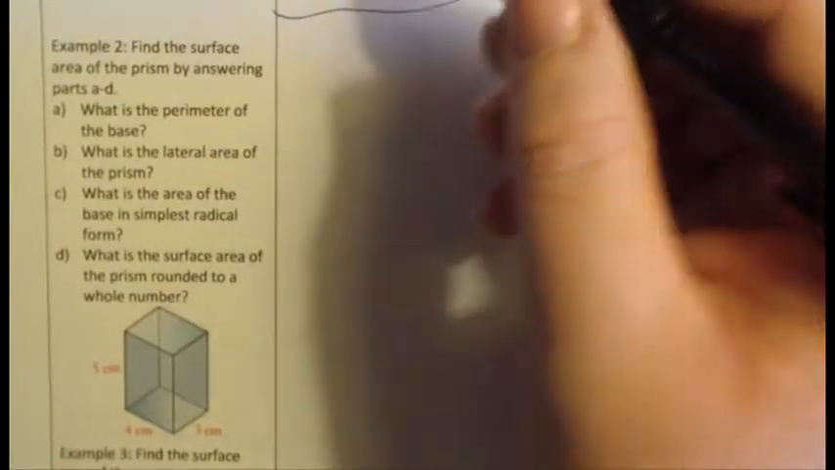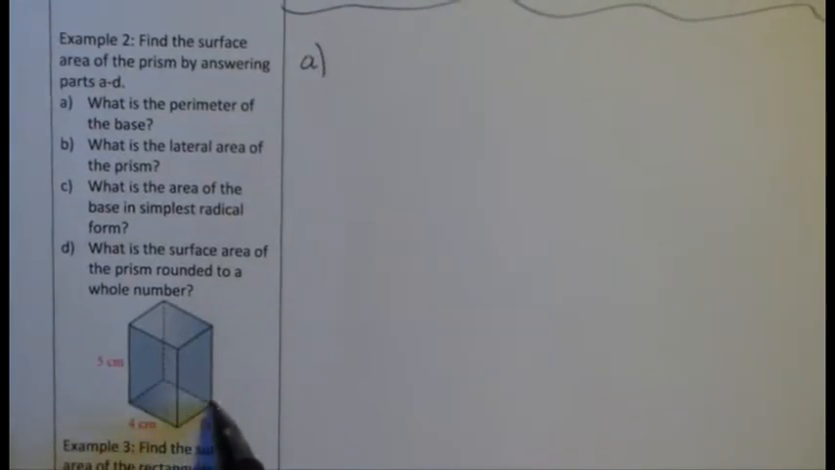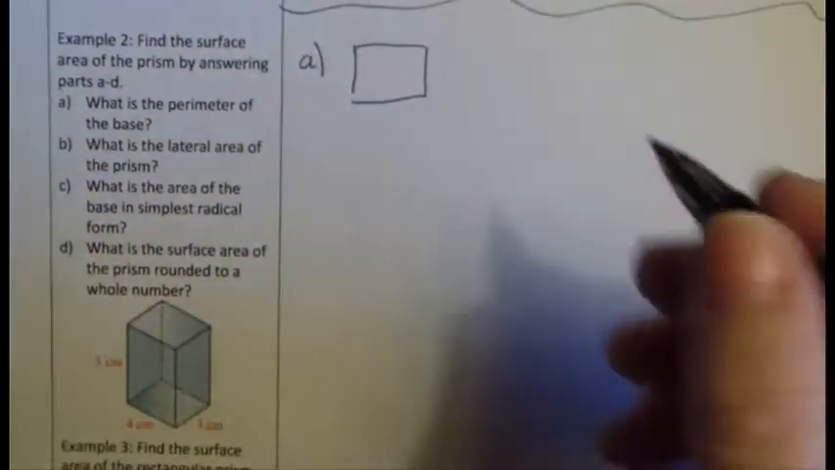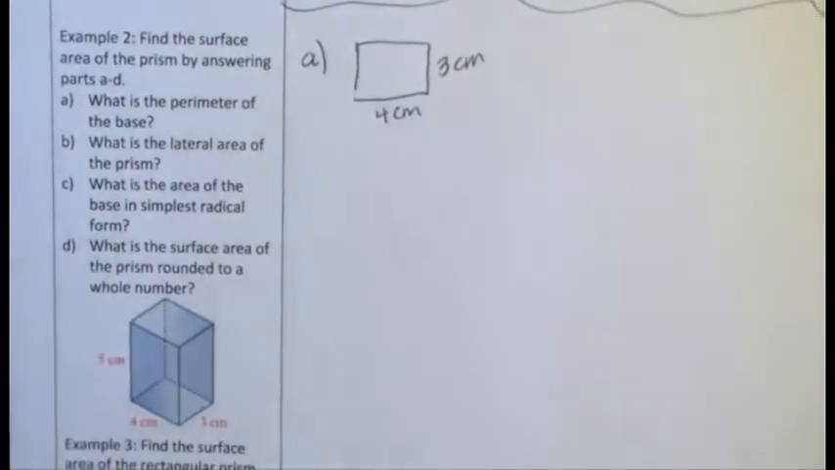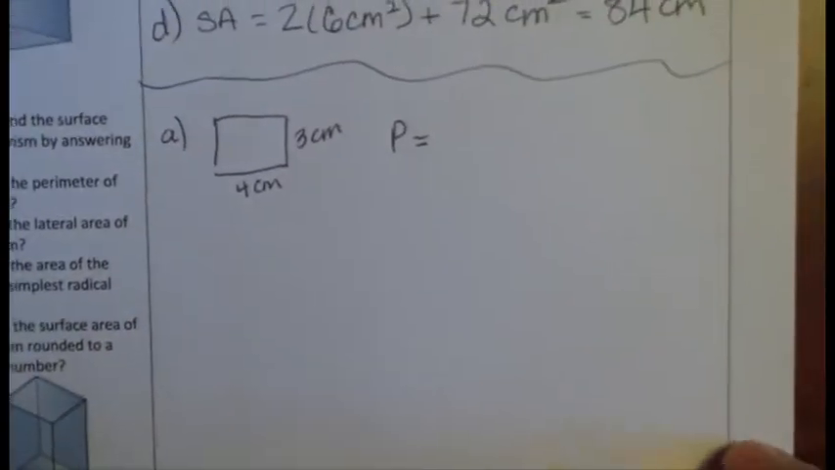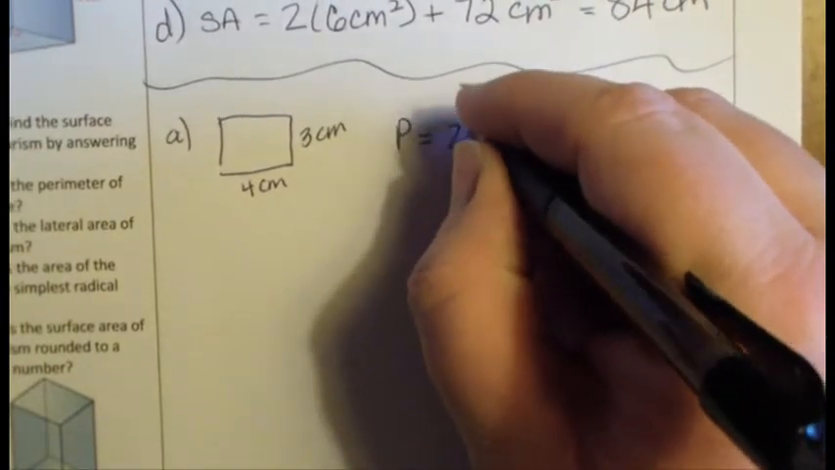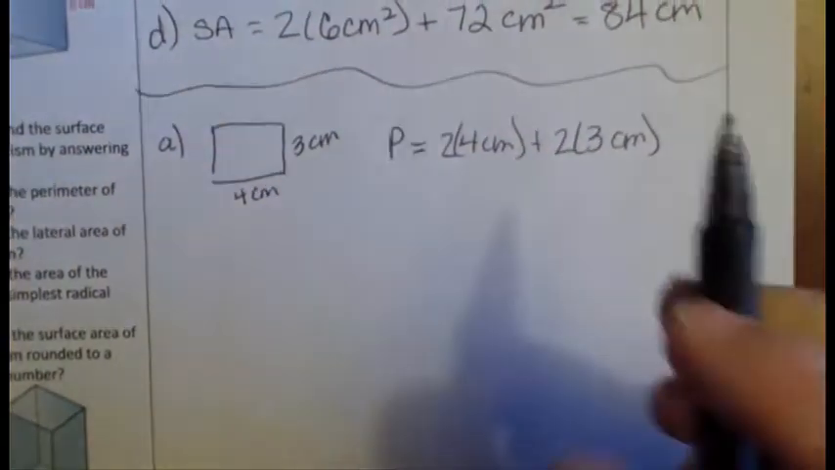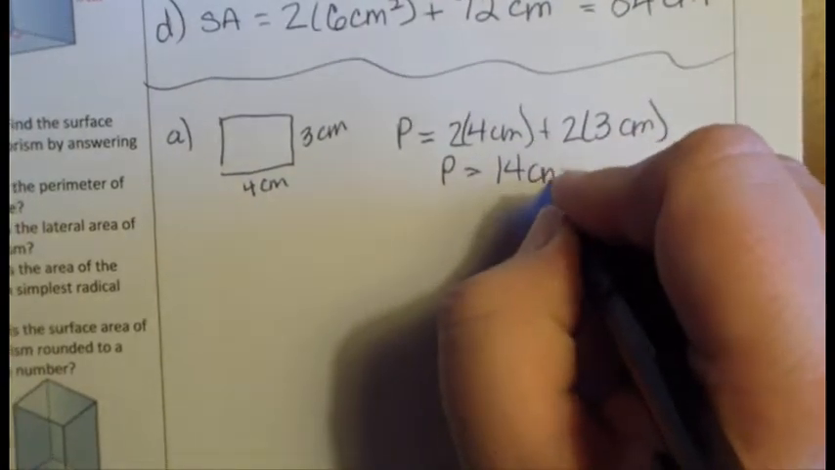So for this one, we're not going to have to do any extra math to figure out missing sides. So let's look at our base. Down here, we've got a rectangle. It's got a length of 4 centimeters, a height of 3 centimeters. So the perimeter, if you'll remember, formula for perimeter of a rectangle was 2 times the base plus 2 times the height. So 8 plus 6 is 14. 14 centimeters is our perimeter.